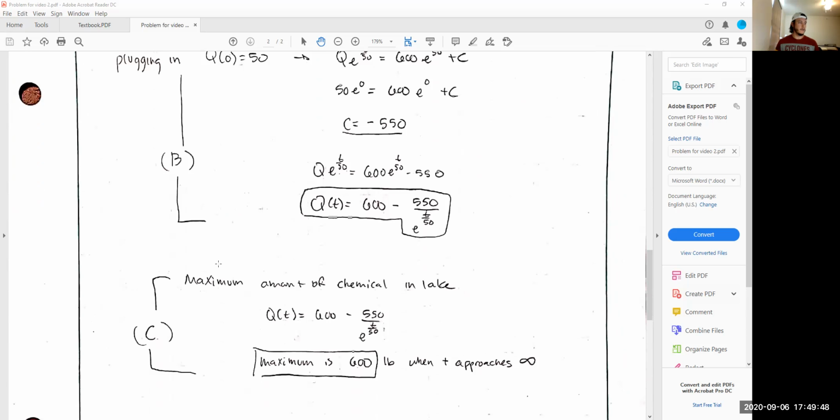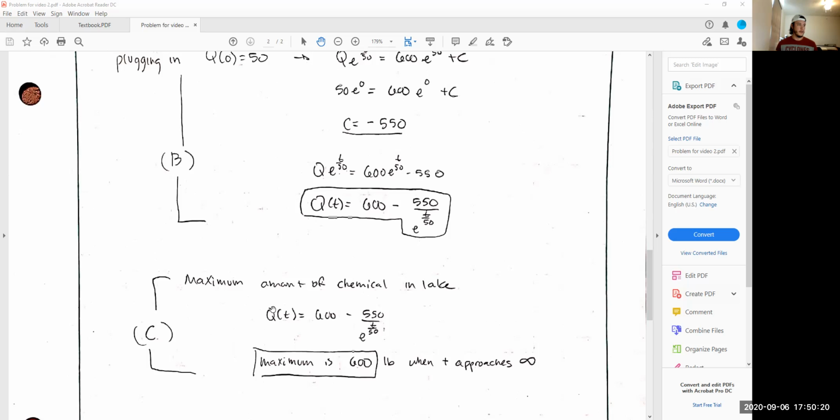Moving on to part C, which is finding the max amount of chemical in the lake. That was fairly straightforward. As t approaches infinity, as t gets larger and larger, the value in the denominator becomes larger and larger, and takes the second part of the equation to 0. Essentially, when the limit is large, the value is tiny, which leads to the answer that the maximum amount of chemical in the lake is going to be 600 pounds, which makes sense.